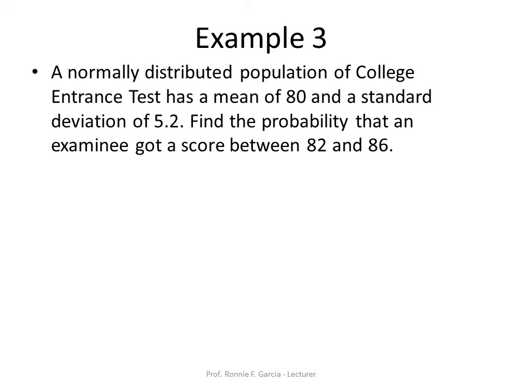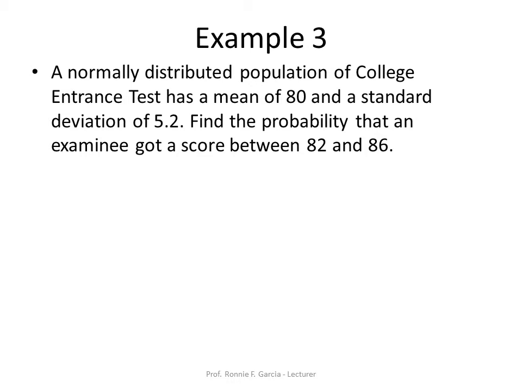Our third example is the same. Given we have the entrance examination, which is a normally distributed population and sample, then the mean is 80 and the standard deviation is 5.2. Find the probability that an examinee got a score between 82 and 86. So the region that you are going to locate is between 82 and 86. What is the percentage of that particular region? And if you will know the percentage, you will answer the probability of the examinee that got the scores between 82 and 86.